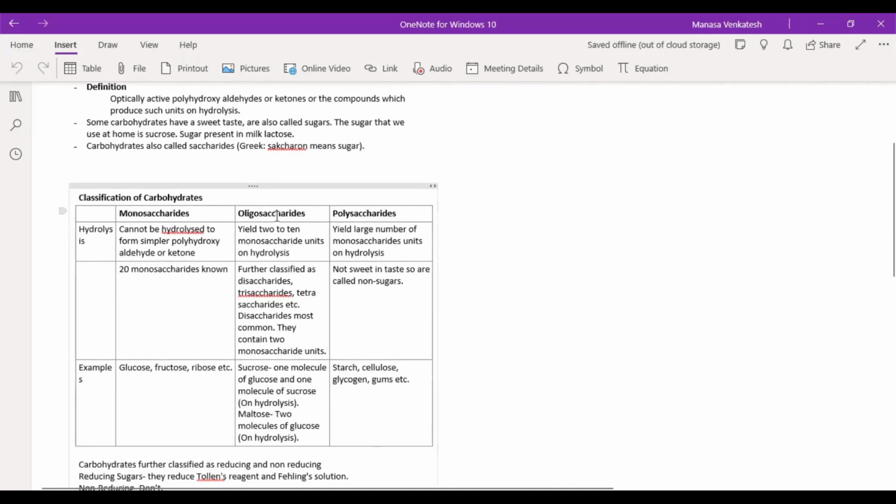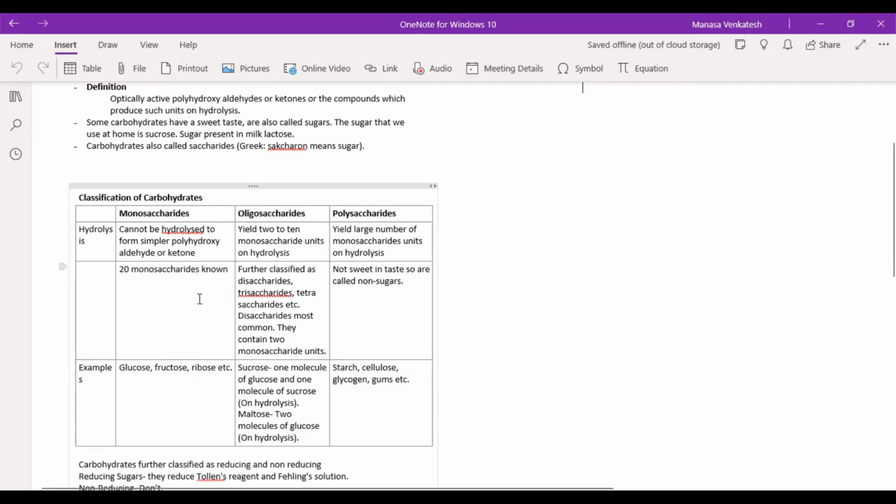You have mono, oligo, and poly. Monosaccharides cannot be hydrolyzed to form further polyhydroxyaldehyde or ketone. They can't be broken down more to get a polyhydroxyaldehyde or a ketone. In the case of oligosaccharides, they can give 2 to 10 monosaccharide units. So when an oligosaccharide breaks, it leads to the formation of 2 to 10 monosaccharide units. Polysaccharides will lead to a large number of monosaccharide units. They're made up of many monosaccharide units.